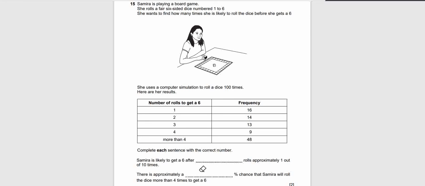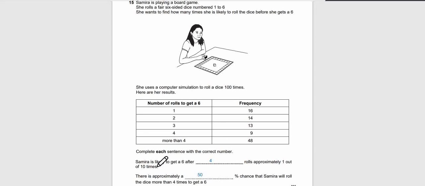There's approximately a something percent chance that Samira will roll the dice more than 4 times to get a 6. So 10 seconds from now. 10, 9, 8, 7, 6, 5, 4, 3, 2, 1. Alright guys, let's check out the answer.